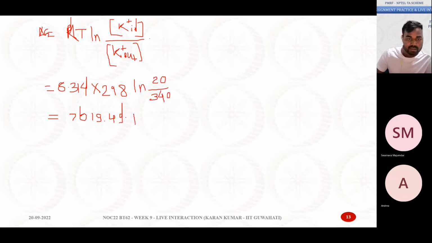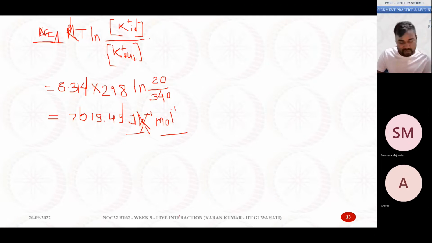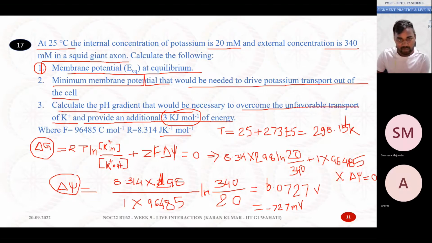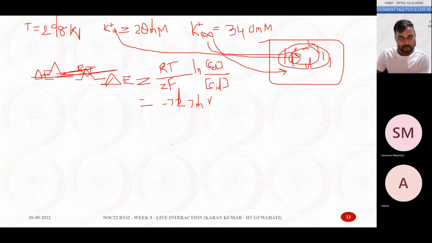This is in joule, because all units were in joule. So joule per Kelvin per mole, and here the Kelvin cancels. So it is joule per mole, and delta G means the difference. Now you need 3 more kilojoule per mole, which means 3000 joule per mole.